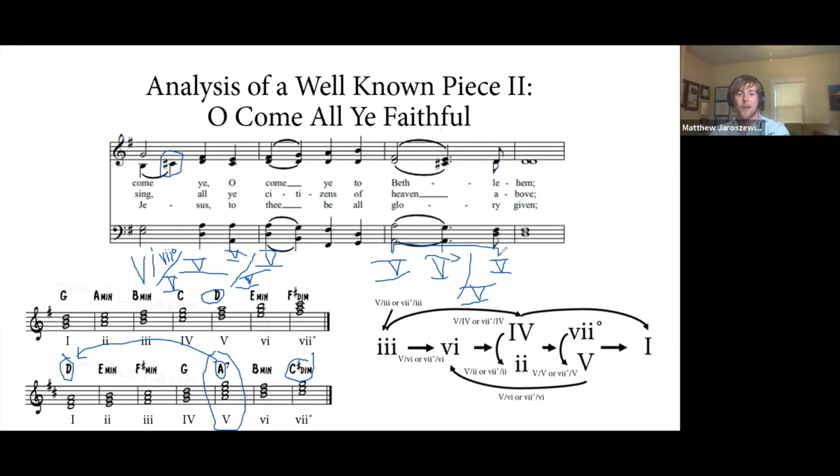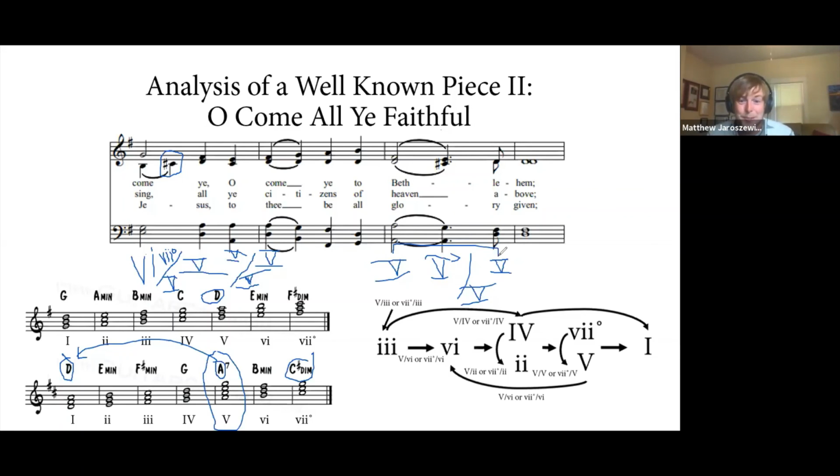I showed the progression earlier. 1, 3, 6, 2, 5, 1, with no secondary chords in it at all. I then added some secondary chords. 1, 3, 5 of 6, 6, 7 diminished of 2, going to 2, 5, 1. Now, instead of having the resolution chords, you could theoretically go something like 1, 5 of 6, 5 of 2, 5 of 5, 5, 1.